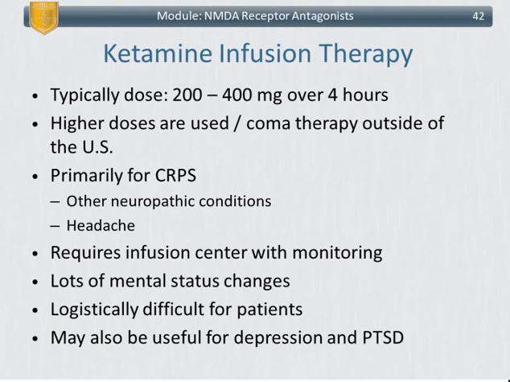What about ketamine IV therapy or infusion therapy? So typically the doses, once the patient has been worked up to it, are 200 to 400 milligrams over 4 hours. Higher doses can be used, and outside of the United States, coma therapy is used. It is primarily used for treating CRPS, but it can be used for other neuropathic conditions, including headache.